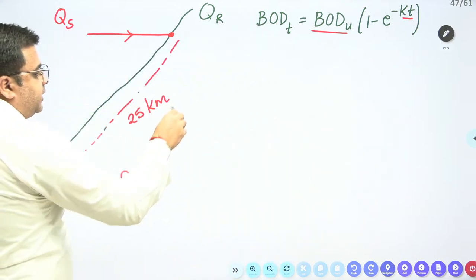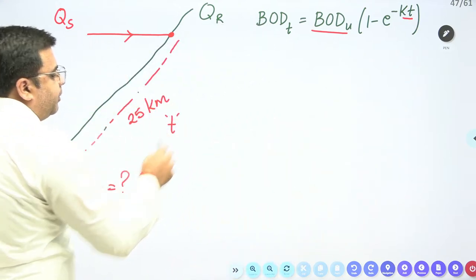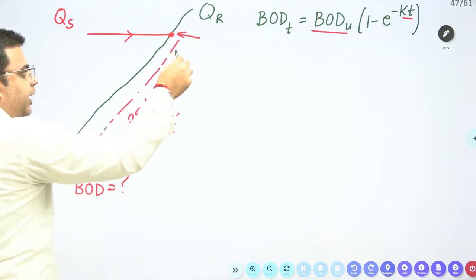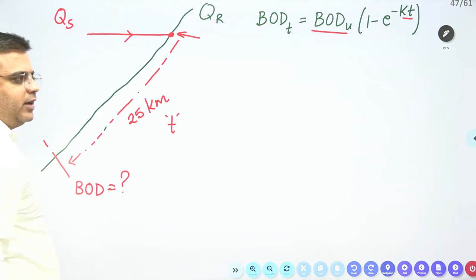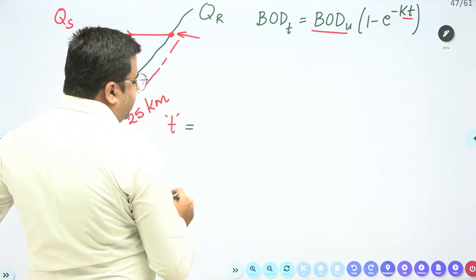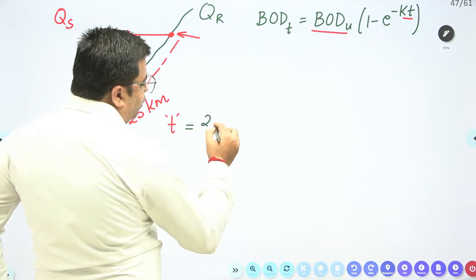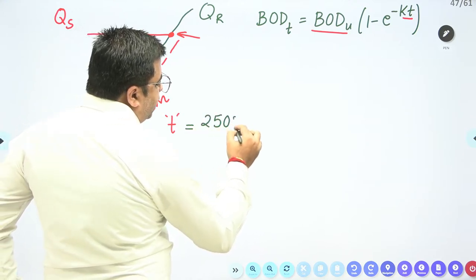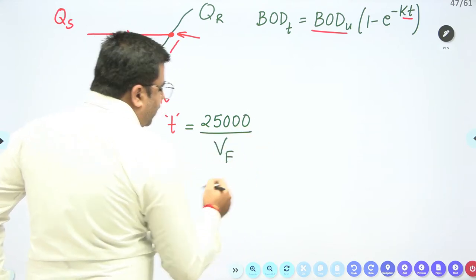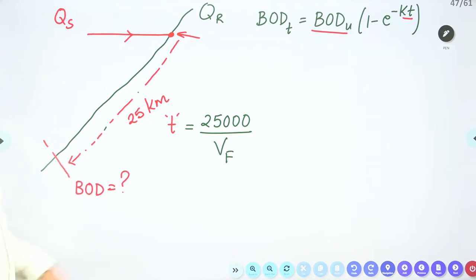For calculating this time t, this time t is nothing but the time taken by the river traveling from this point and reaching 25 kilometers downstream. So this time t can be calculated if I know the velocity of flow, because 25 kilometers divided by the velocity of flow will give me the time in which the mix is reaching from this point till this point. Okay, so is this clear to you, right?